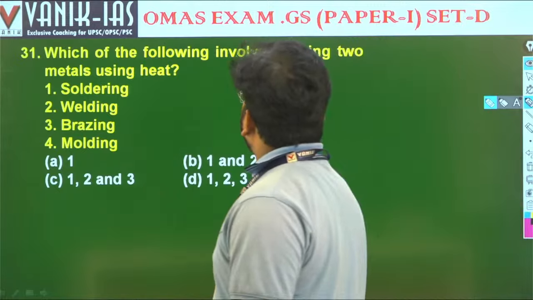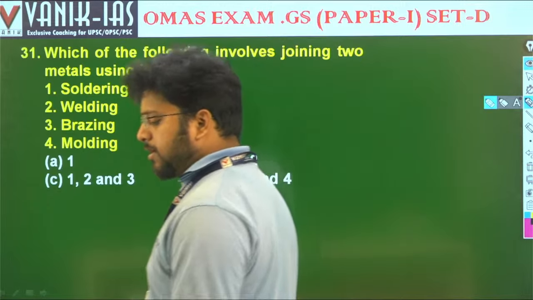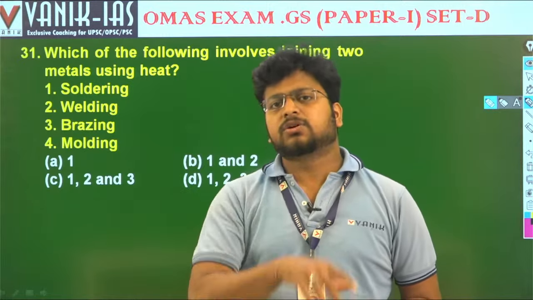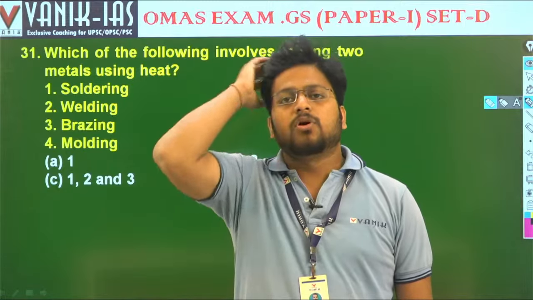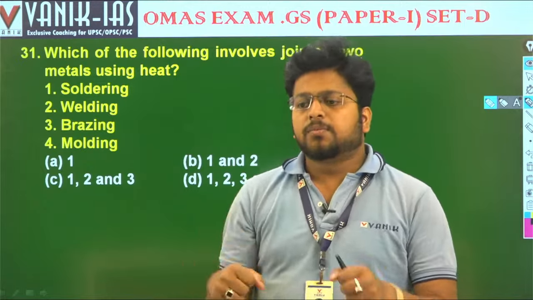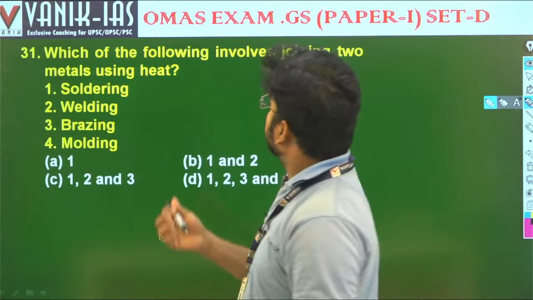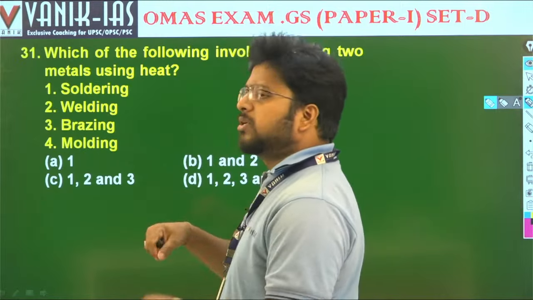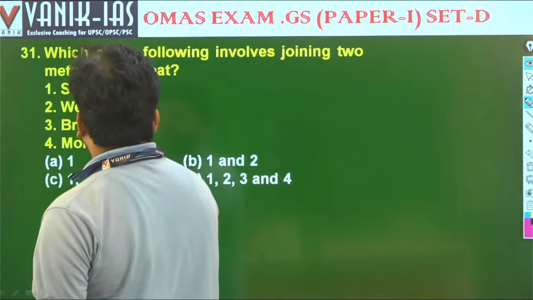Which of the following involves joining two metals using heat? Soldering, welding, brazing, molding. Molding means changing the shape. When you shape something into something different, that is called molding. In molding, two metals are not connected, you are just changing the shape. So D option is wrong.